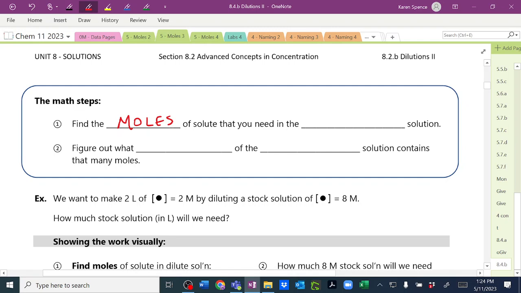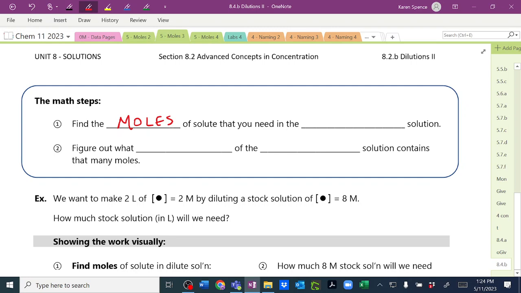So if you're stuck and you don't know what else to do, the first step should be just find the moles. If I give you grams, what could you do with it? Find the moles. If I give you molecules, what could you do with it? Find the moles. If I give you volume and molarity, what could you do? Find the moles. Volume and molarity allow you to find moles. Okay?